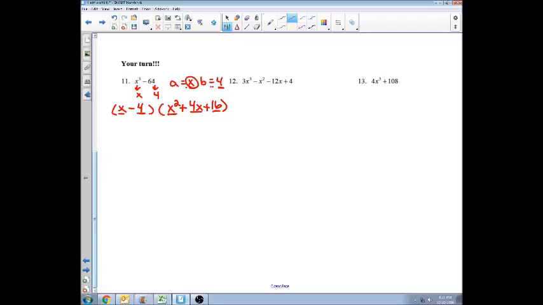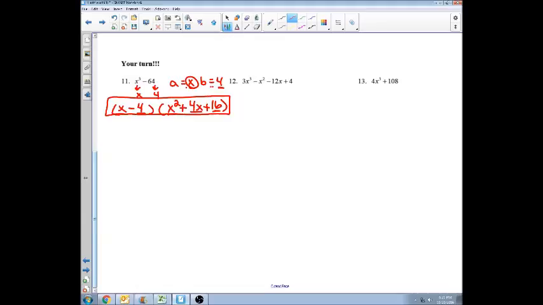Thinking about moving forward, if I could factor this further, there's nothing more I can do with x minus 4. What are the factors of 16? Well, I could have 1 times 16. Will that add to positive 4? No. 2 times 8, could that possibly add to positive 4? No, it couldn't. And 4 times 4 will not add to positive 4. So my answer is just that. Okay? On to number 12.